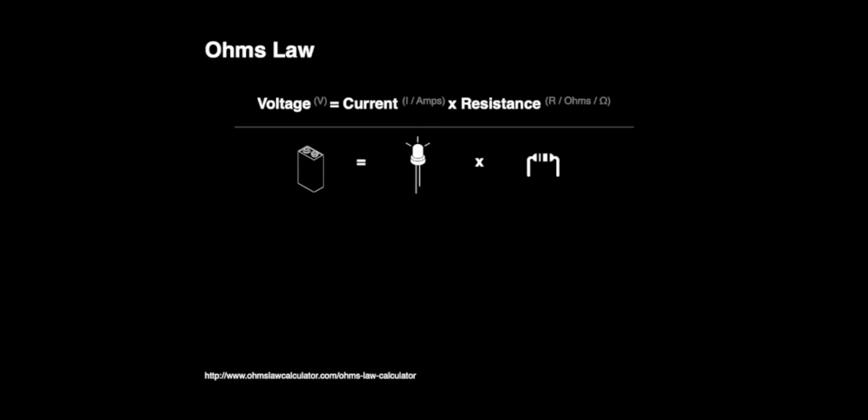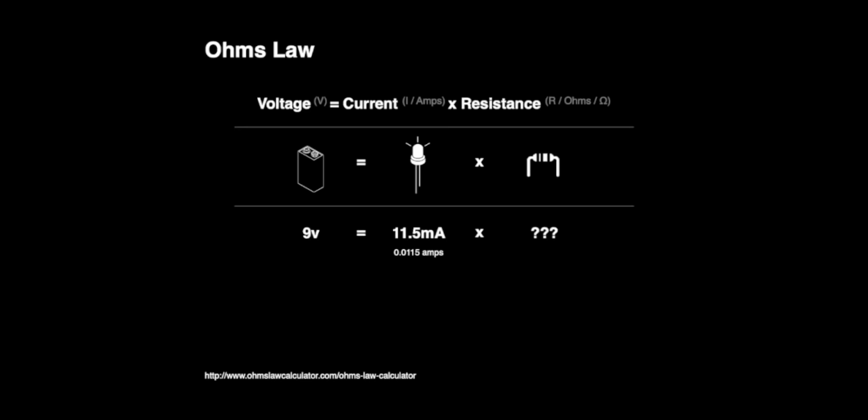So voltage equals current times resistance. Voltage you can think of as the battery. Current could be the component that you're using and the amount of current that it can handle. And resistance is a resistor that you're using in your circuit.